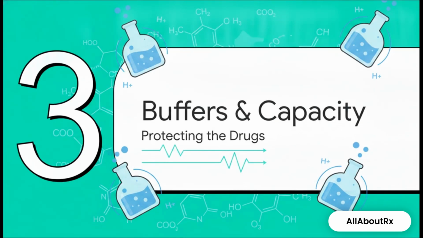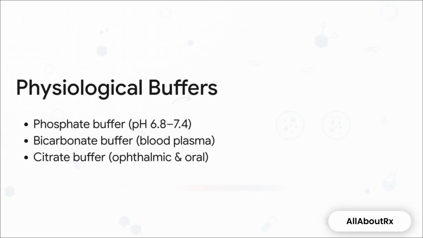Section 3. Buffer systems and capacity. Next, buffers. A buffer is basically a solution that completely resists sudden changes in pH when you add small amounts of acid or base to it. Our bodies actually rely on these physiological buffers every single second to survive. We have the phosphate buffer working between a pH of 6.8 and 7.4. We've got the bicarbonate buffer protecting our blood plasma. And in pharmaceutical formulations, we use things like citrate buffers to stabilize eye drops and oral liquids.